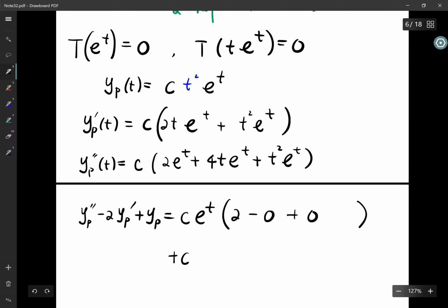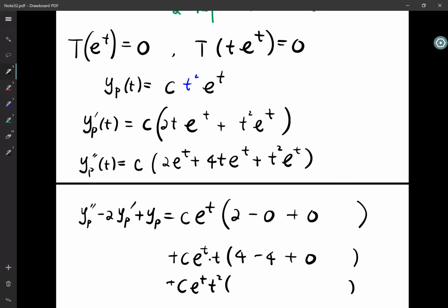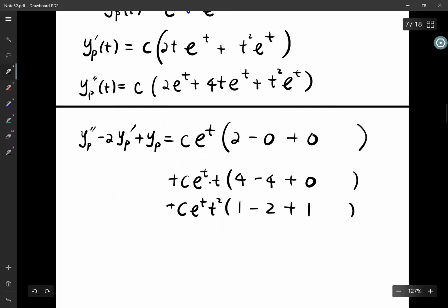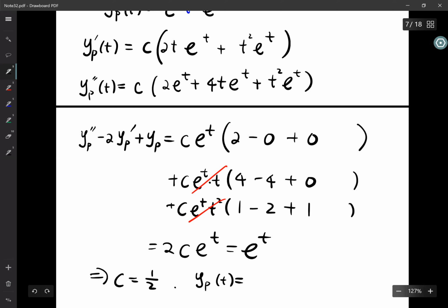And then I have c exponential t times t. So this one is 4. This one's minus 4, plus 0. So 0, that's good news. Exponential t squared. t squared, I have this one, which is 1 t squared, minus 2 t squared, plus 1 t squared. So indeed, you see these terms are 0. And I have 2c exponential t equals exponential t, which gives me c is 1/2. So y_p(t) is 1/2 t squared exponential t.